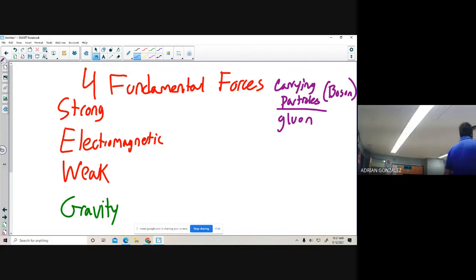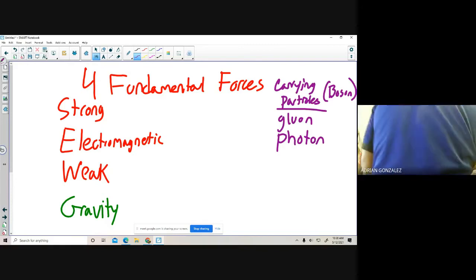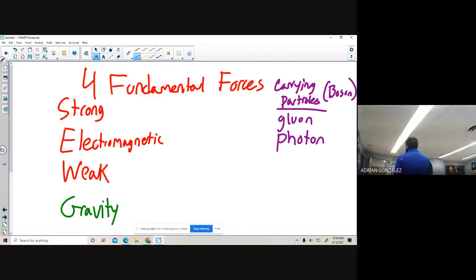What carries electromagnetic energy? Photons. And then for the weak force, we have a couple of them. We have what we call the W and the Z boson.